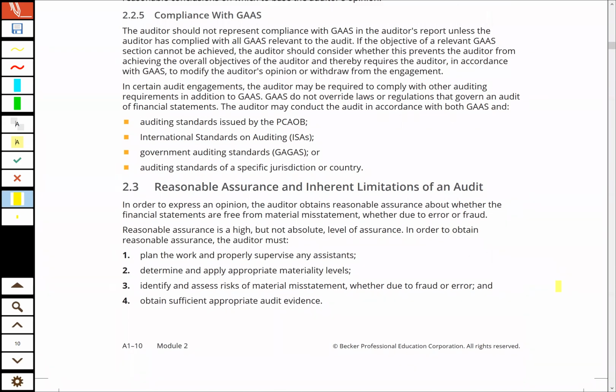Okay, now coming over to the next page, an important phrase you need to get used to: reasonable assurance. Okay, we do not give absolute assurance. We give reasonable assurance that the financial statements are free of misstatement, whether caused by error or fraud. So the auditor is not a guarantor of the financial statements. The auditor provides reasonable assurance.